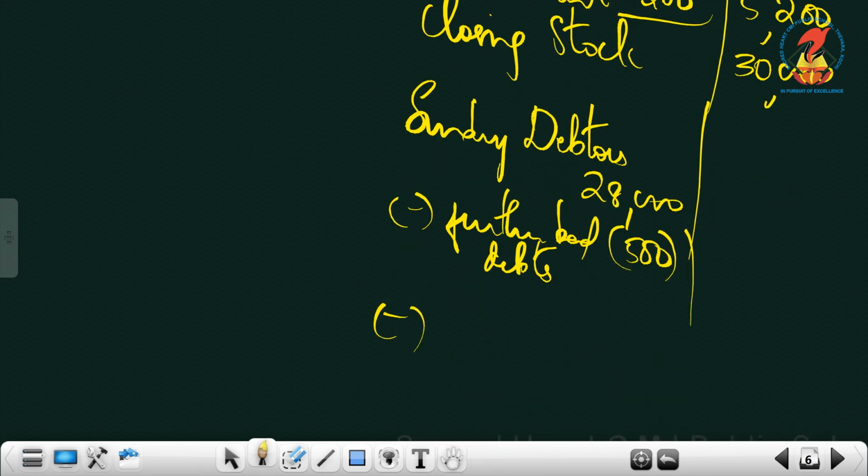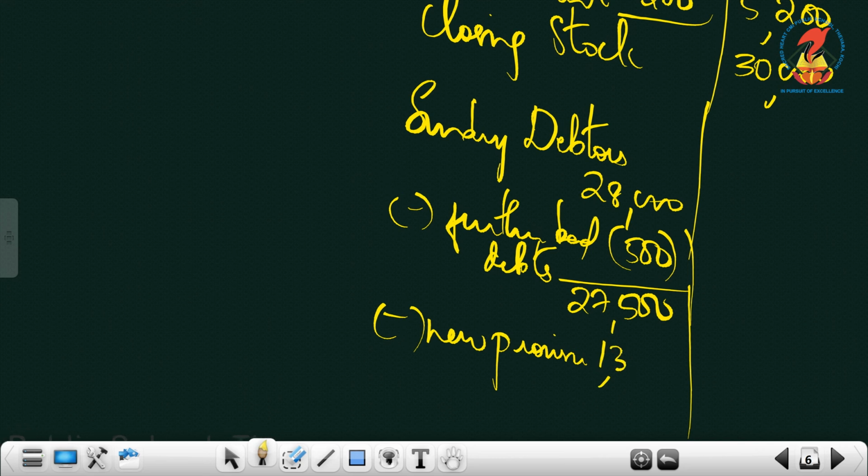Then less. Okay, now it will become 27,500, or else you deduct all other figures together and then write the final figure in the outer column. This way also you can write. Less new provision, all these are familiar to you. It's 1,375, again within brackets. So now we will get 26,125.